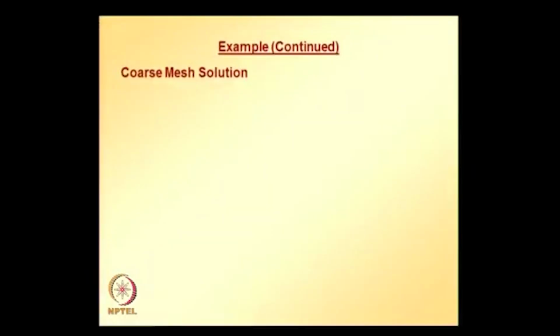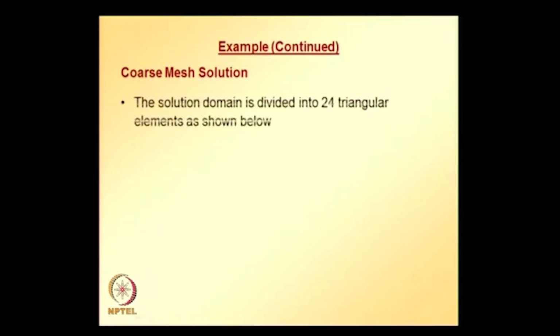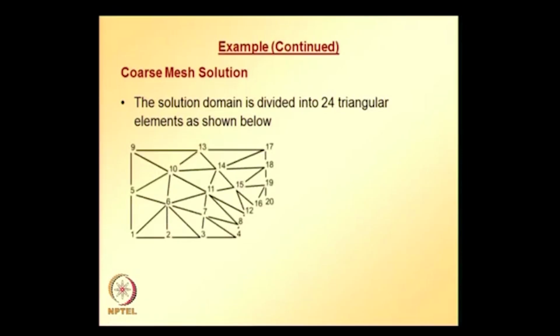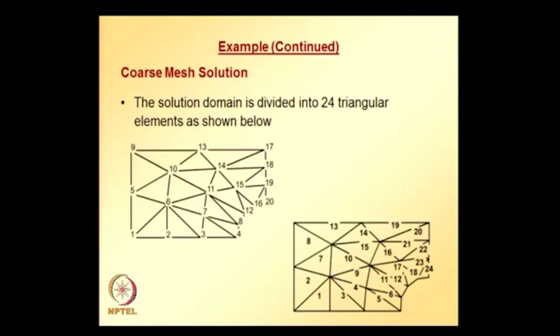So now let us see the solution, how it looks or how it converges when we take different meshes. Here is the coarse mesh solution. By coarse mesh I mean the quarter model consists of 24 triangular elements. So this is the quarter model and it consists of 20 nodes, and the corresponding elements are here, 24 triangular elements.